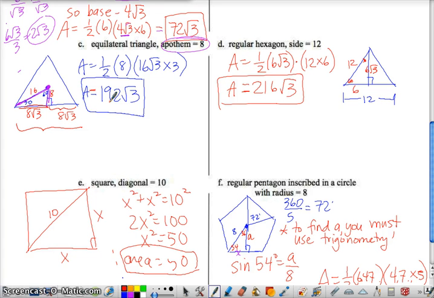Okay, moving on to D. We know the side length of a regular hexagon is 12. Well, because it's a regular hexagon and we've seen that many times, it's a six-sided figure, which means it's made of equilateral triangles. So if this is the side length, it's splitting it into 6 and 6. That means this length is 12, which means the apothem is 6 root 3. There's 6 sides to a regular hexagon, so it's the length of 12 times 6 different sides, which is the perimeter, times the apothem, times 1/2, which is 216 root 3.